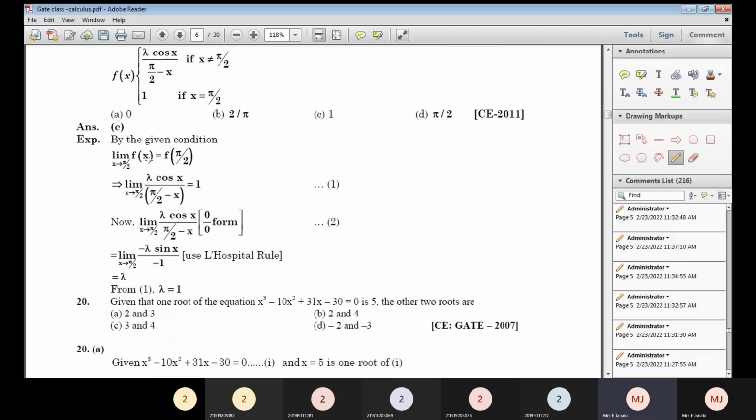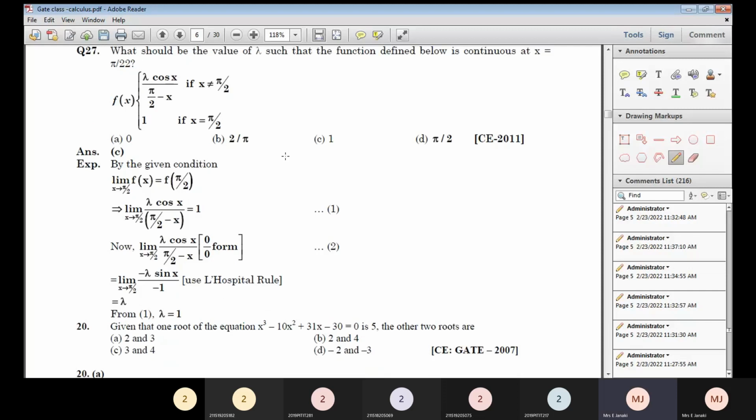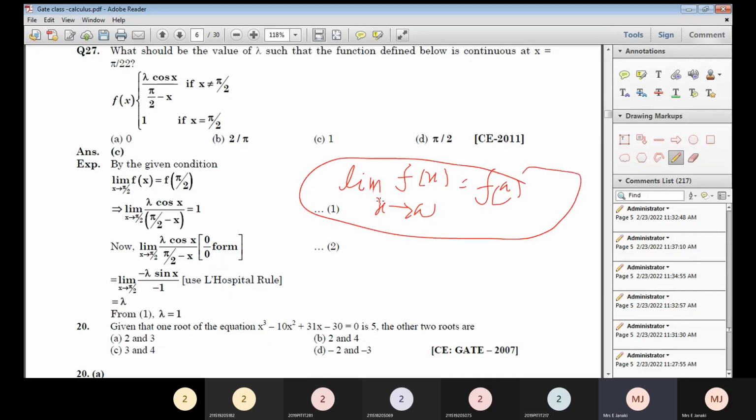So now write what is the continuous condition? What is the definition of continuity? Limit x tends to a, f of x is equal to f of a. This is the definition of continuity. Here the point a is equal to pi by 2. So now write limit x tends to pi by 2, f of x is equal to f of a, where a is pi by 2.